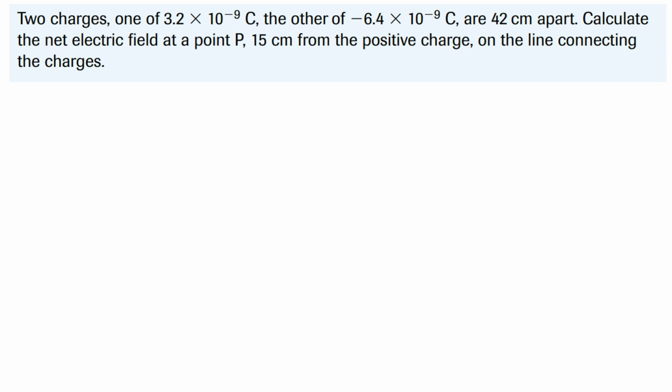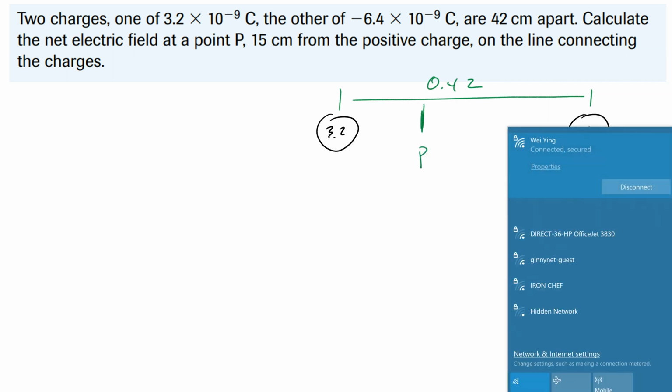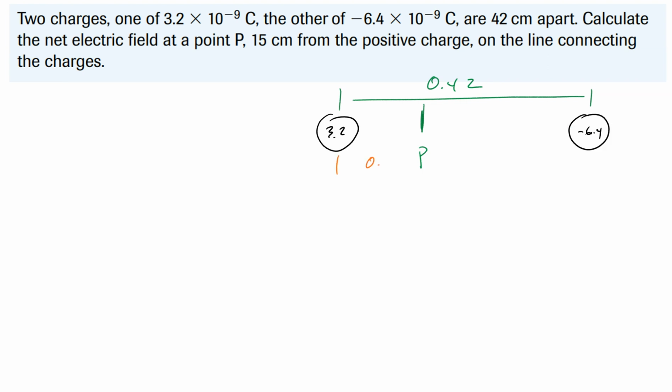So in this particular question, I have a positive charge of 3.2 right here, and another charge right here that is negative 6.4. These are going to be 42 centimeters apart, so 0.42. Now we're looking specifically at spot P, which I'm going to put about right here, and spot P is 0.15 meters away.